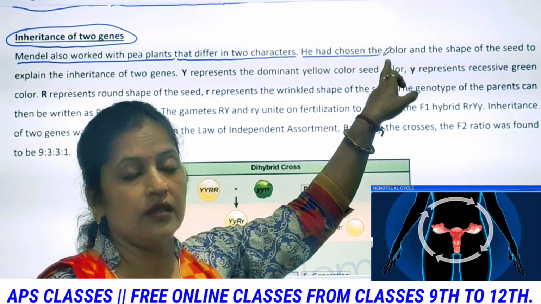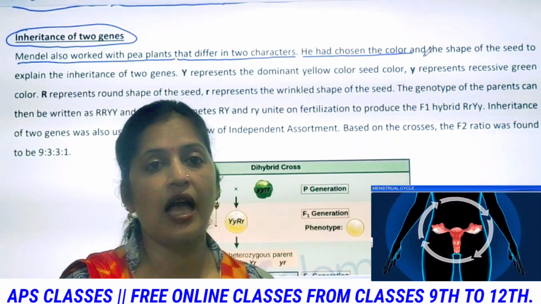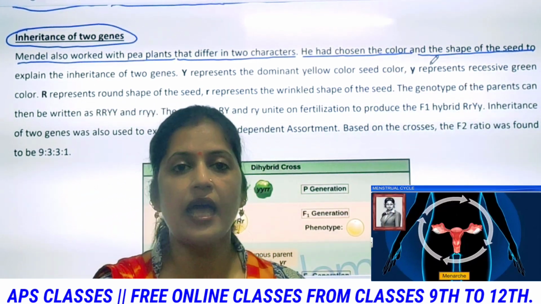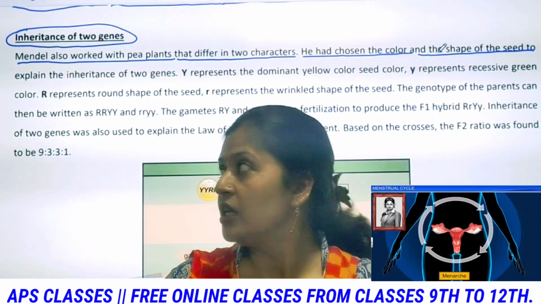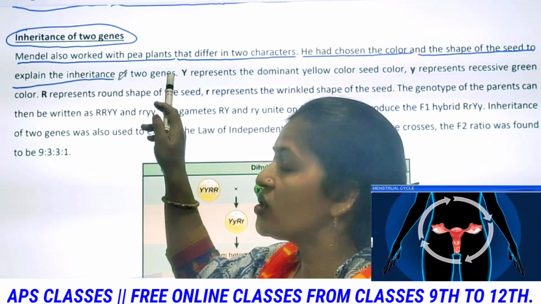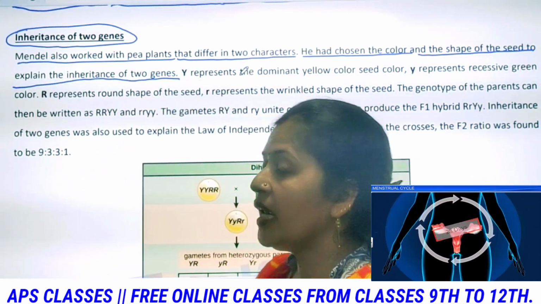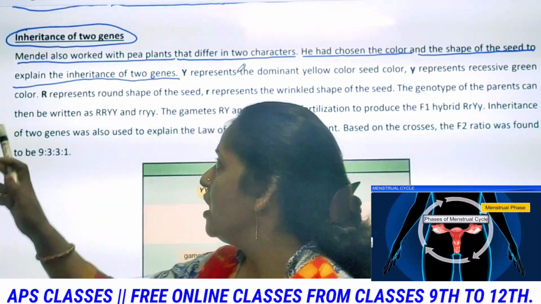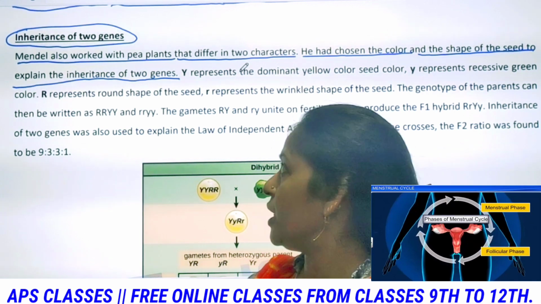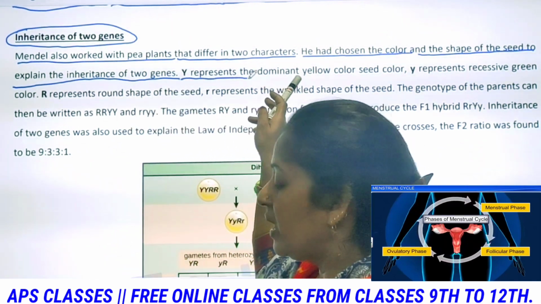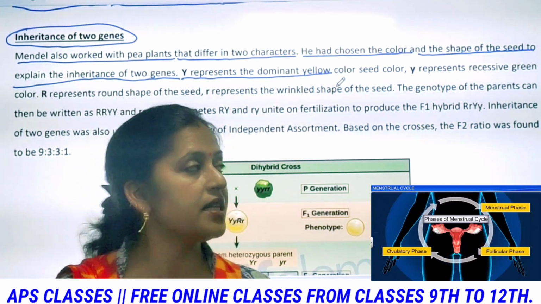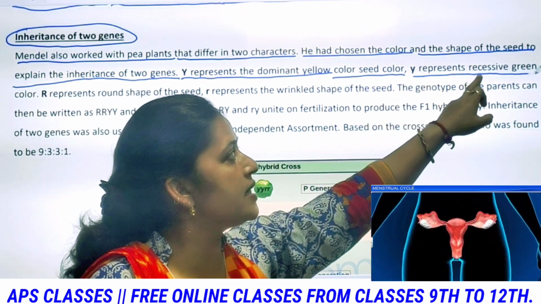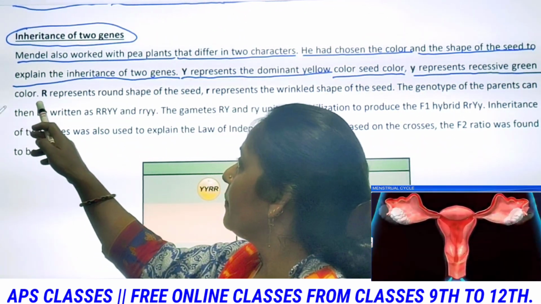He had chosen the color and the shape of the seed to explain the inheritance of the two genes. He had chosen the two characters, especially the color as well as the shape of the seed. Y represents the dominant yellow seed color, whereas small y represents the recessive green color.